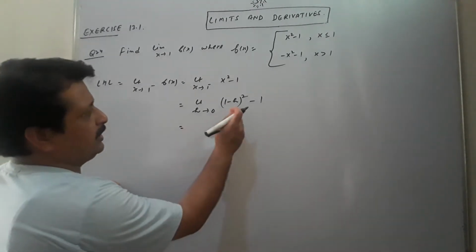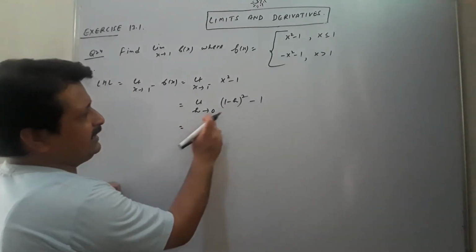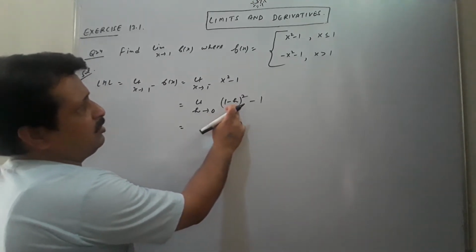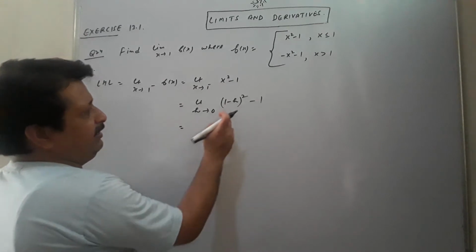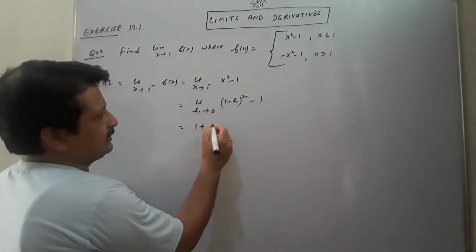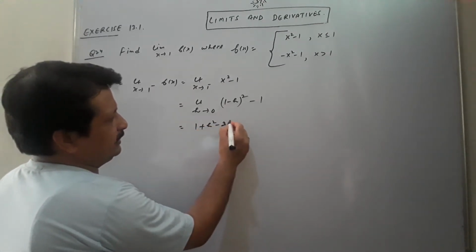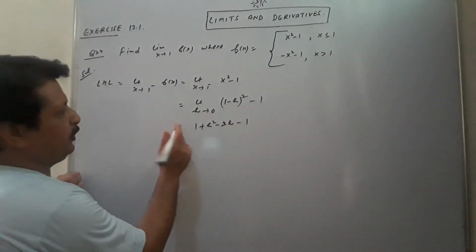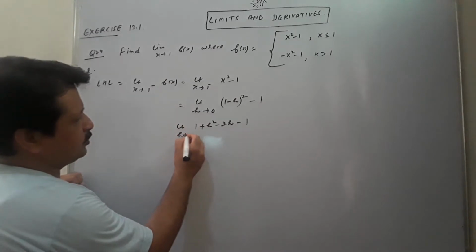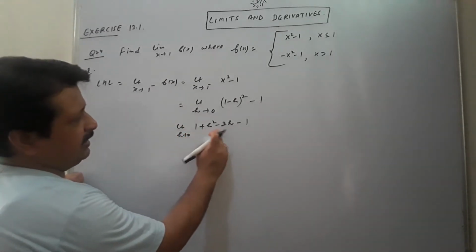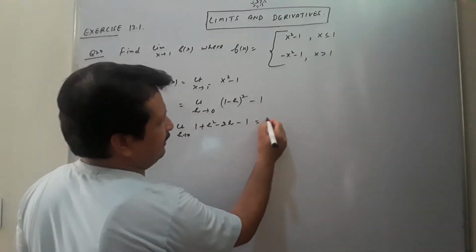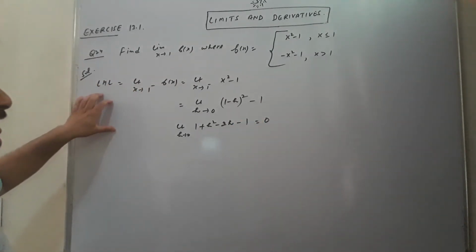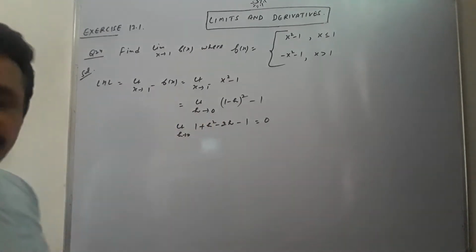So what you will get, students, if you see that h tends to 0, while we put h equal to 0, it will come as 1 plus h square minus 2h minus 1. Now here we are putting the limit, that is h tends to 0. You know this will come as equal to 0, 1 minus 1, it will come as equal to 0. So while, students, we solve this left hand limit, it will come as equal to 0.